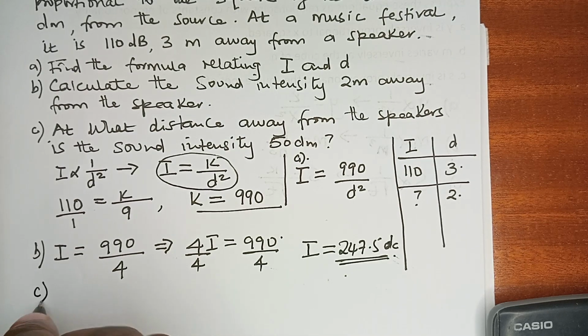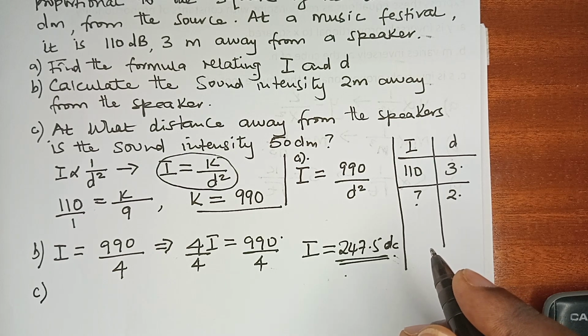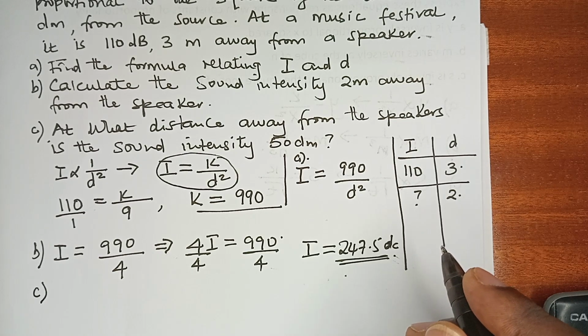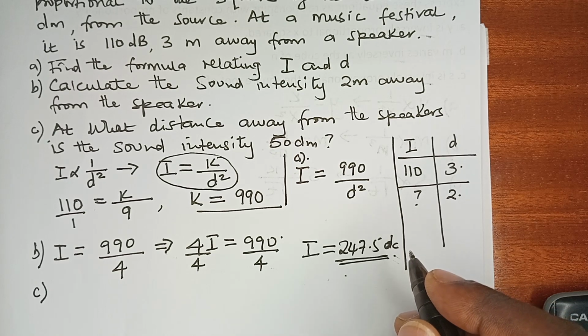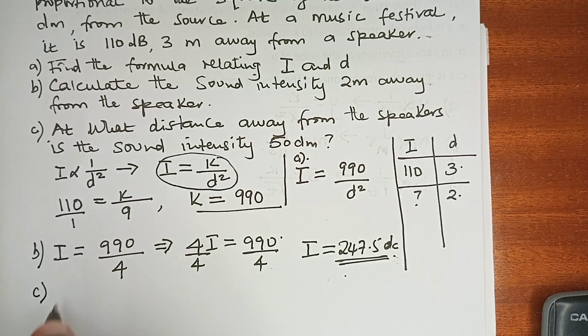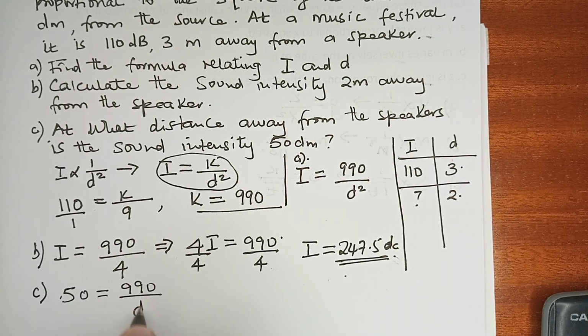And then part C of the question is, at what distance away from the speakers is the sound intensity 50 decibels? The intensity in this case is 50. So 50 is equal to 990 all over the distance squared. It is the distance we are looking for.